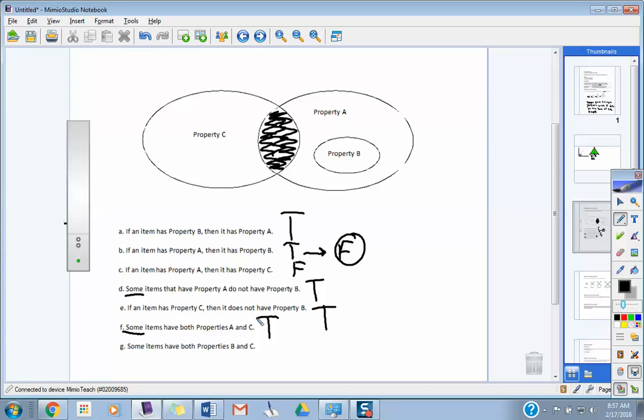Last one, letter G. Some items have both properties B and C. What'd you say there? False. Some items have property B and C. B and C don't mix, do they? Okay. All right, so are we in agreement on the true-false part of this?